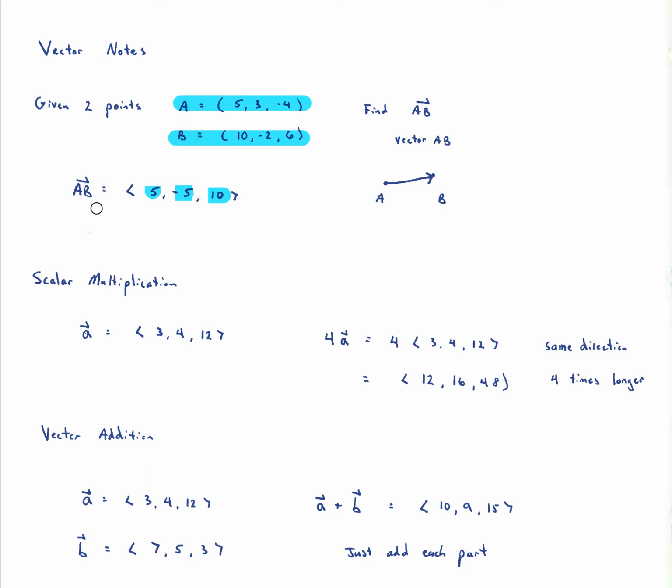And that would be the vector AB, which would be different than the vector BA. They would point in opposite directions. However, they would be the same size.